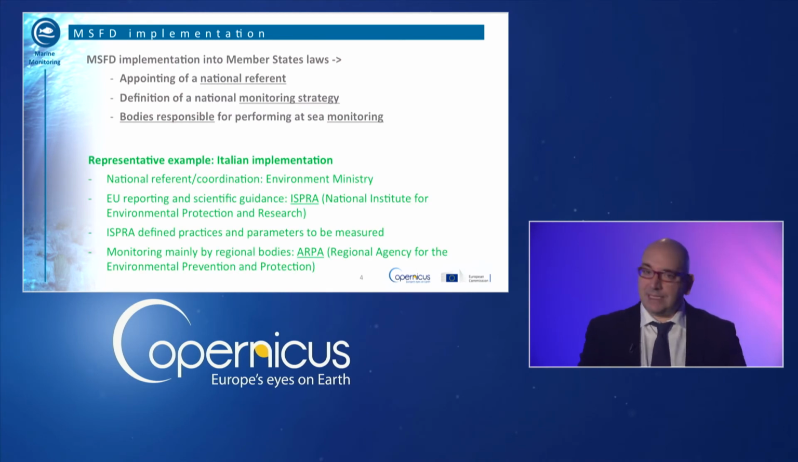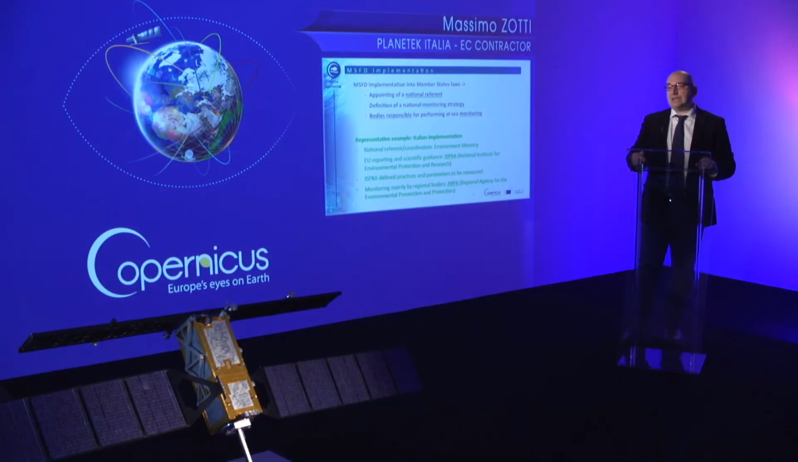For example, in Italy, the Environment Ministry is the national referent and coordinator for both water and marine strategy framework directives. The National Institute for Environmental Protection and Research, ISPRA, has the duty of preparing the reporting, providing scientific guidance, and defining practices and parameters to be measured. Finally, the monitoring is mainly delegated to regional authorities, which form a network with the mentioned institute.